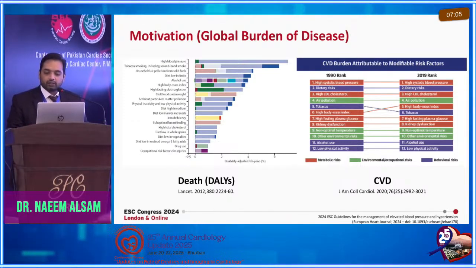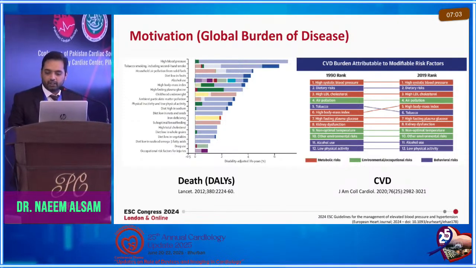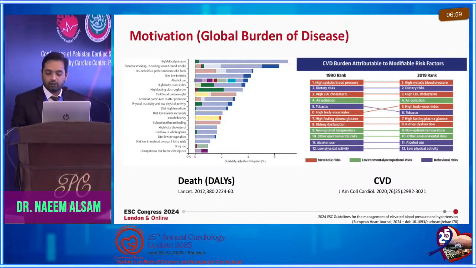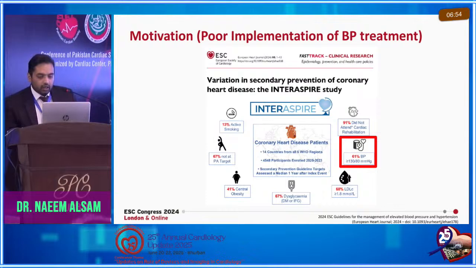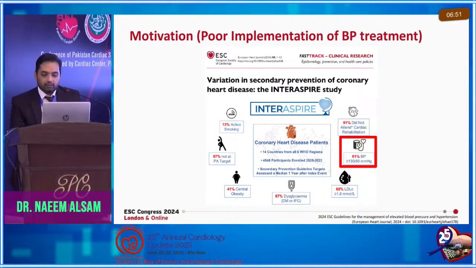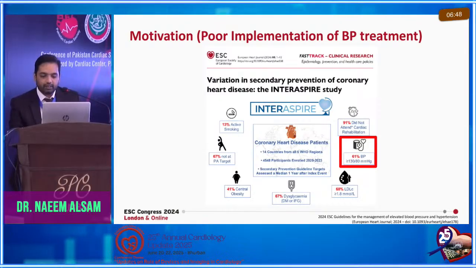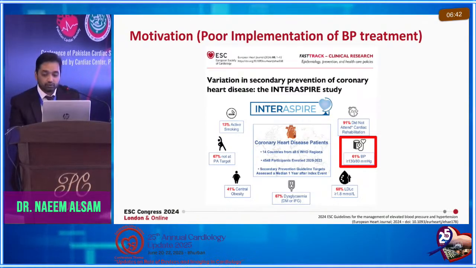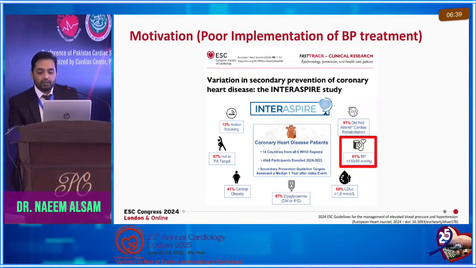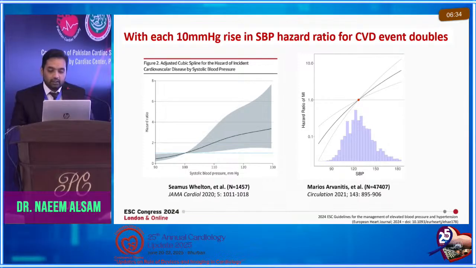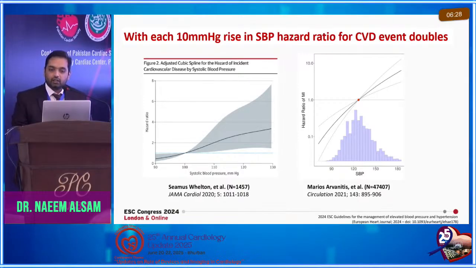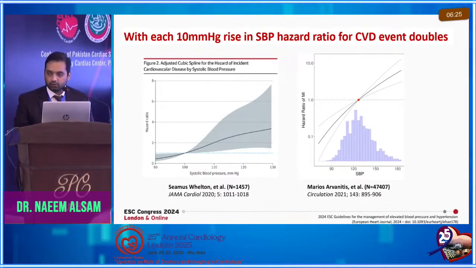Astonishingly, it was top ranking in 1990, and it has maintained its top position till 2019. The INTERASPIRE study was published in 2024, which aimed to see the targets achieved, as set by the guidelines, for secondary prevention of cardiovascular disease. Unfortunately, 61% of the patients in this study did not have adequate blood pressure control. This is another reason: with every 10 mmHg rise in systolic blood pressure, there is a doubling of the CVD hazard ratio.